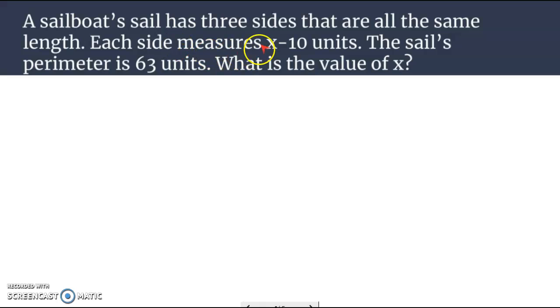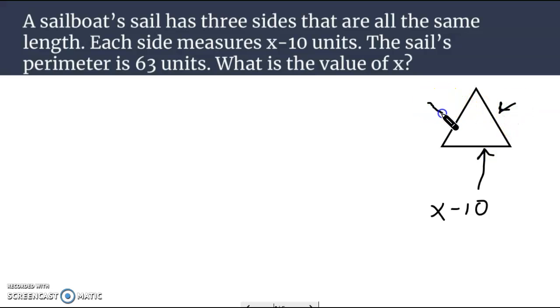A sailboat's sail has 3 sides that are all the same length. Each side measures x minus 10 units. The sail's perimeter is 63. What's the value of x? Well, a small picture of this. Here's the sail, each side is x minus 10. So that's an expression for this distance, and this distance. And it says they're all the same. It's an equilateral triangle.